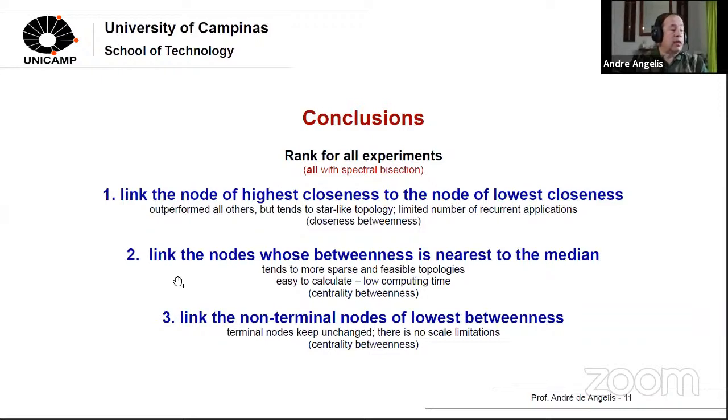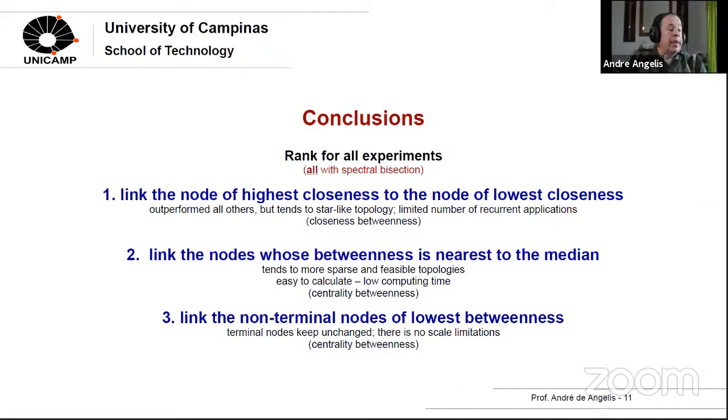The second strategy, link the nodes whose betweenness is nearest to the median of the network. It tends to a more sparse and feasible topology. It's easy to calculate. It takes a low computing time, and it is based on betweenness centrality.